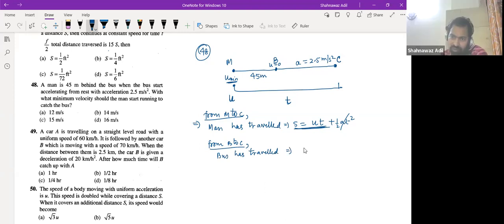So half, which is let's say BC, this is UT plus half AT square. So this is 0, so only half, and this is 2.5. So 2.5 by 2t square. Correct, guys? Is this correct?